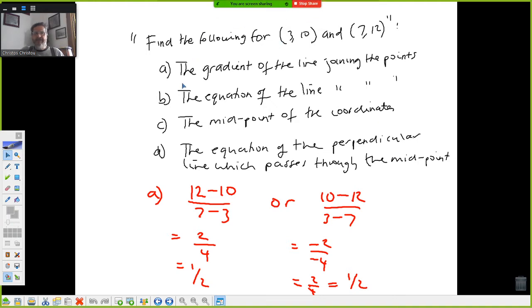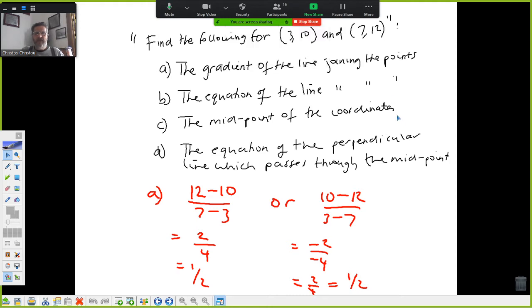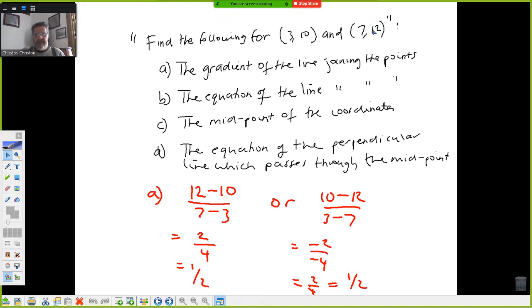So the gradient of points, first of all, well, it's the difference in y divided by the difference in x. So I've done it 2 different ways, both arriving at the same answer. I can say 12 take away 10 divided by 7 take away 3, which is what I've done here. Or I could say 10 take away 12 divided by 3 take away 7, which is what I've done here. Either way, you will end up with the gradient of a half. You can just see that there.